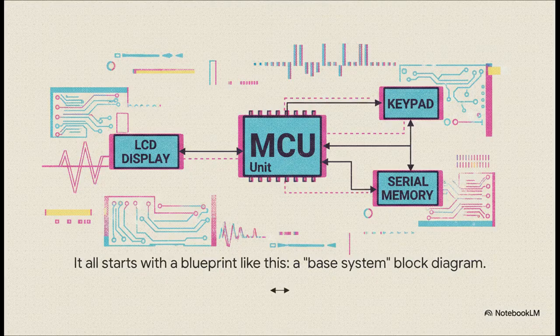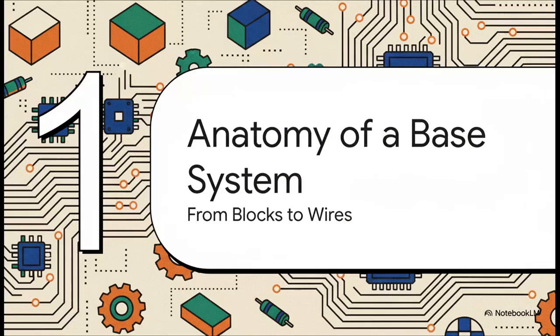And here it is. This is that starting point. What you're looking at is a block diagram for a general-purpose microcontroller board. Just think of it as the master plan for the system's brain. You can see all the main parts as simple blocks. You've got the MCU, the microcontroller unit, right there in the middle, and it's connected to an LCD display, a keypad, and some memory. It's the map that shows how everything's going to talk to each other before you even touch a single wire.